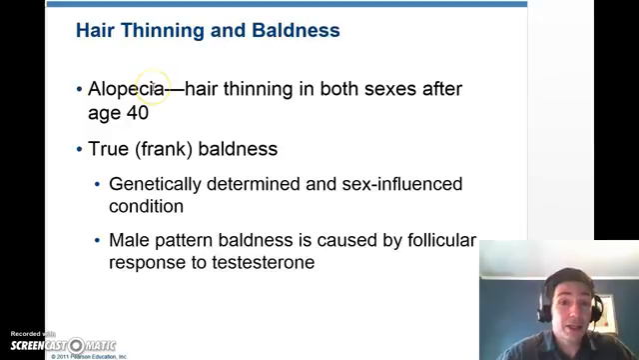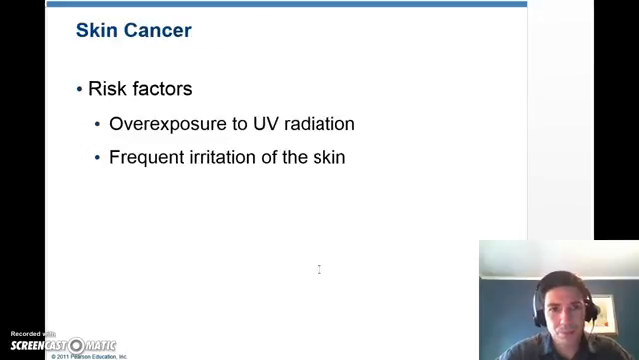that alopecia is called spot baldness. It is a form of baldness that can happen in both men and women. And then true or frank baldness is what most people think of as male pattern baldness, because it is enhanced or made worse by testosterone.